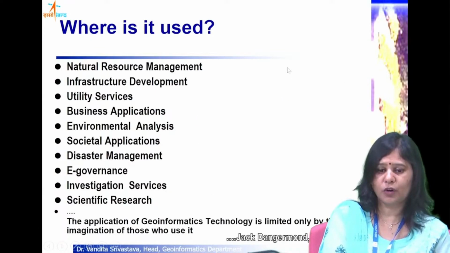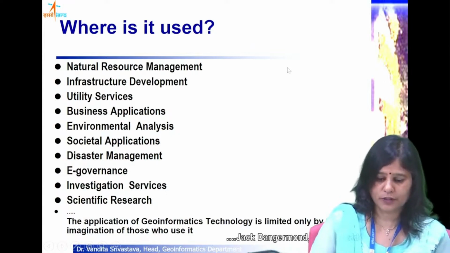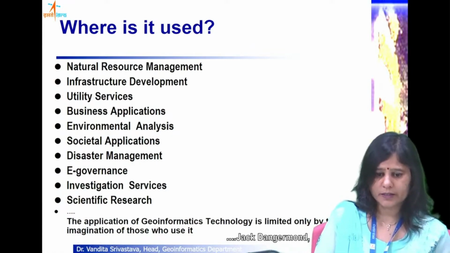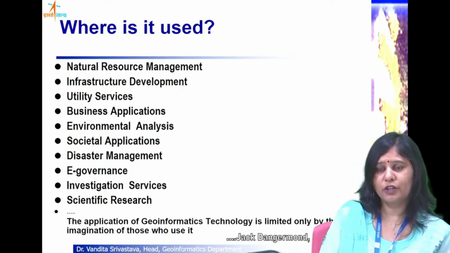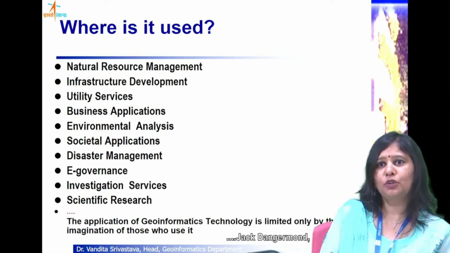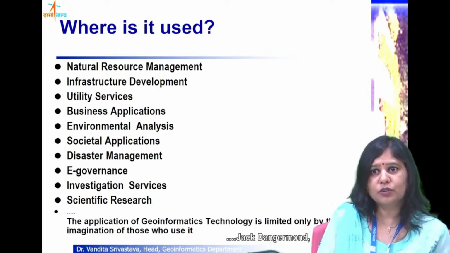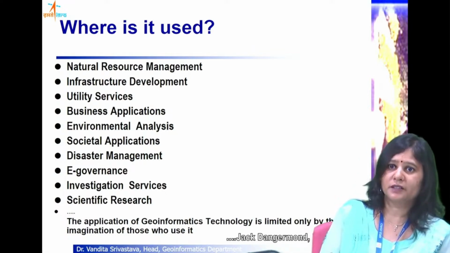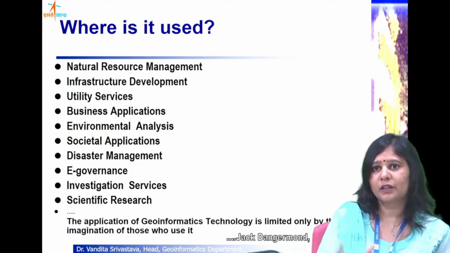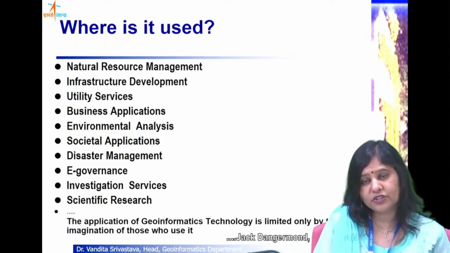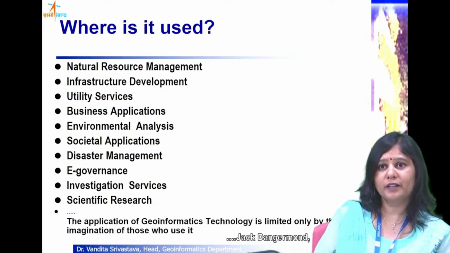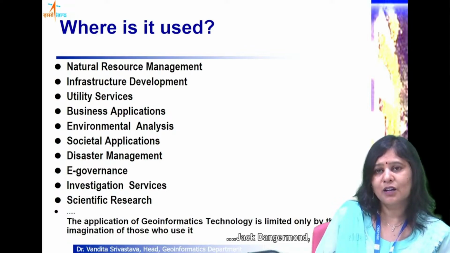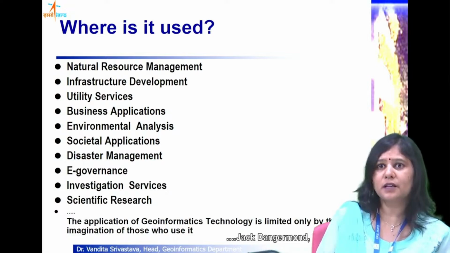Now where is it used? What are the various applications of GIS or geoinformatics? It is intensely used in natural resources management. You want to know the length of the coastline, how the coastline is changing, where the erosion is taking place, where afforestation or deforestation has occurred, how a fire is progressing, which are the areas that are wastelands. So many applications are there.